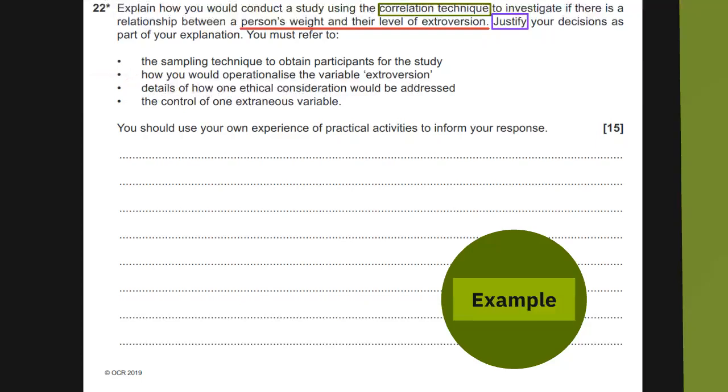To operationalize means to make something measurable. Okay. Paragraph 3, you're going to talk about any ethical concerns. And paragraph 4, you're going to talk about controlling one extraneous variable.